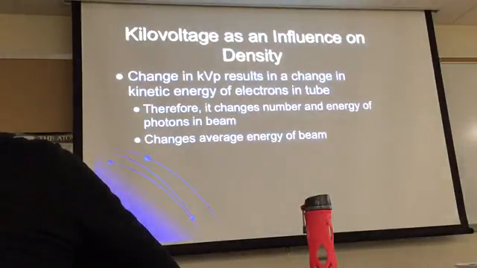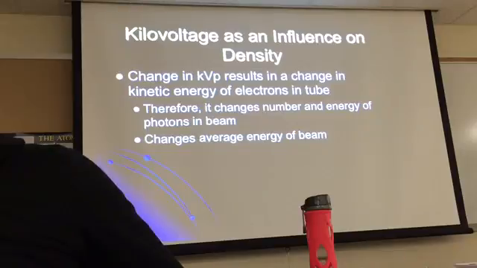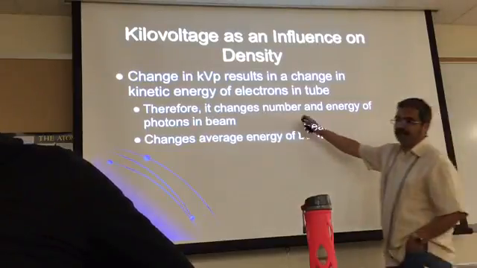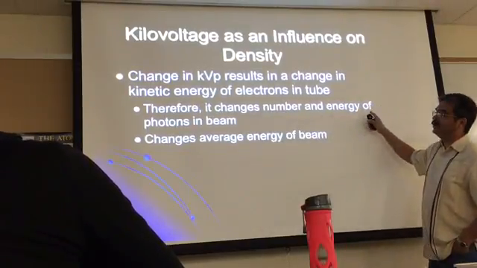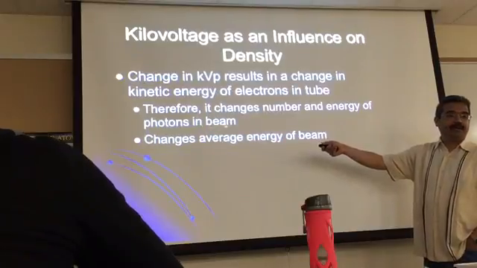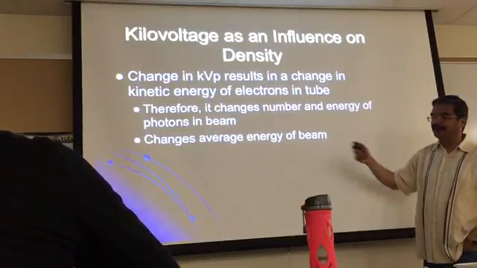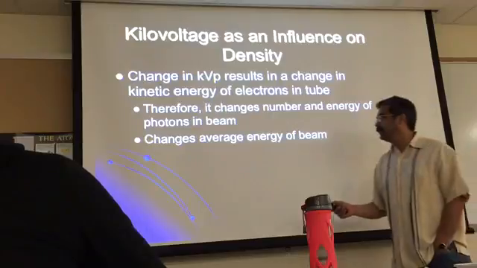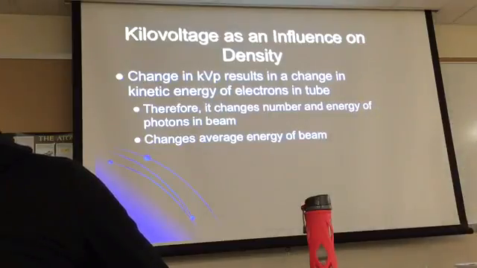A change in kVp results in a change in kinetic energy of the electrons in the tube. Therefore, it changes the number and energy of the photons being created in the beam. And that will change the average energy of the beam.